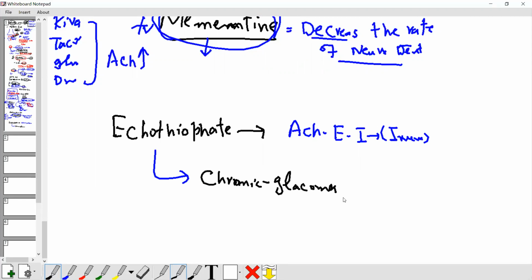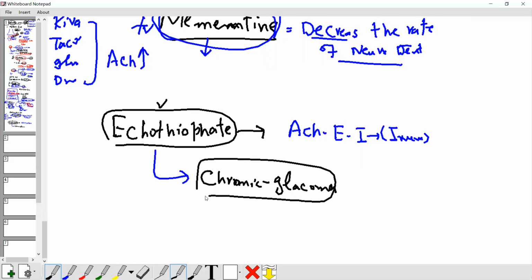In emergency or acute glaucoma, which drug do we use? The preference you must keep in mind. If the patient has chronic glaucoma, where pressure slowly builds up inside the eye, then we can apply a slowly acting drug, ecothiopate. We use ecothiopate for chronic glaucoma. Okay?